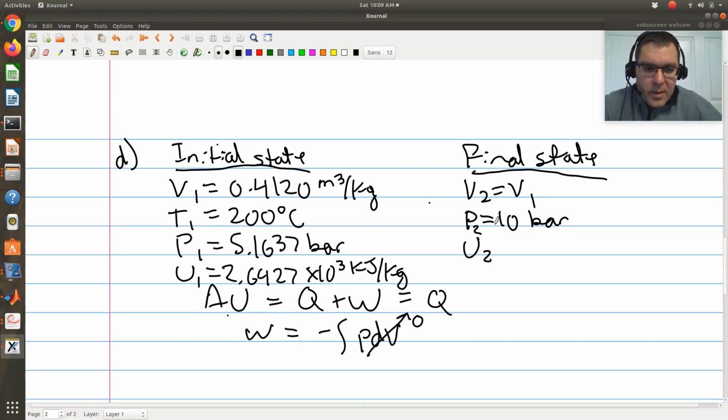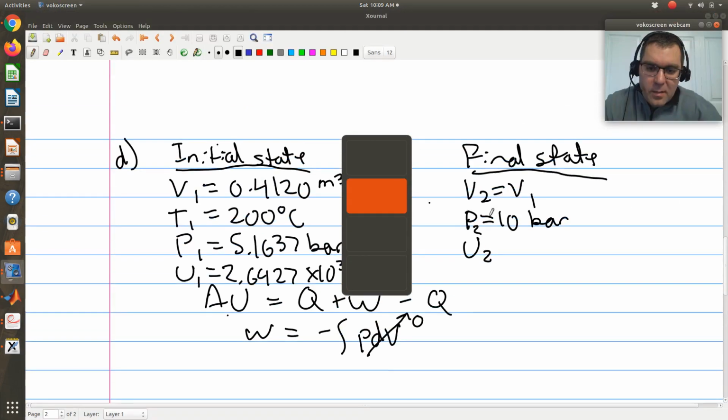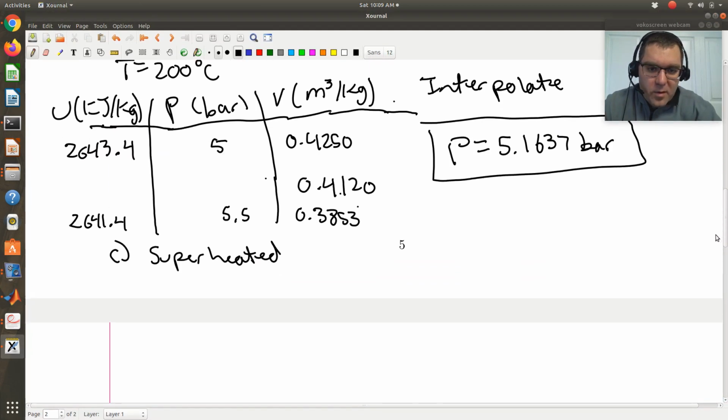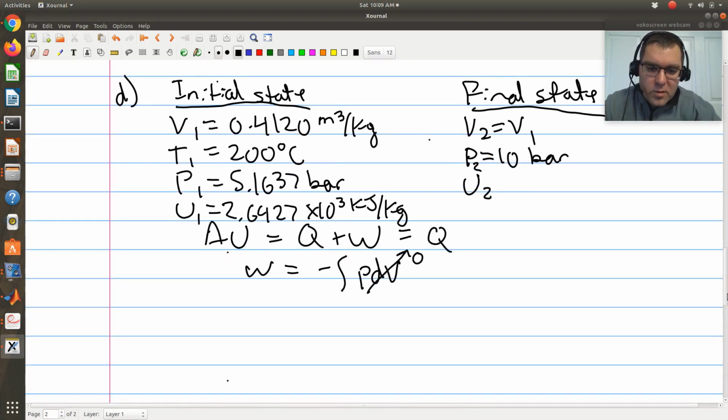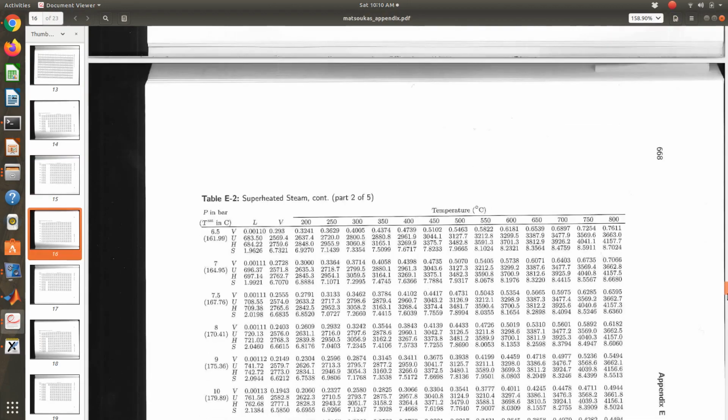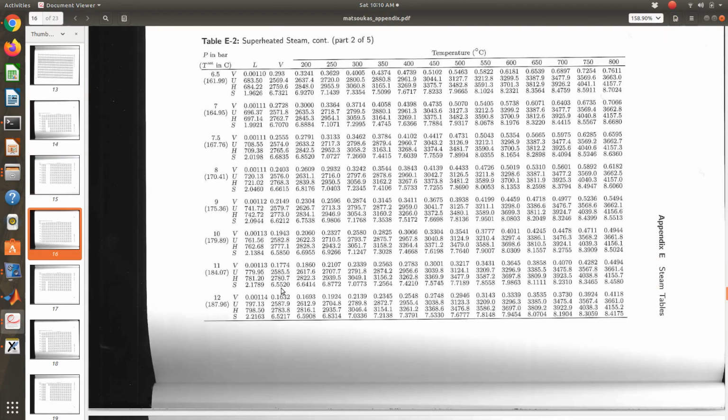Okay, now we need to get U2. So how am I going to get U2? Well, I'm going to go back to my superheated steam tables. Let's take this one piece at a time. Get my volume. My volume is 0.4120. At 10 bar, here's the specific volume of my saturated liquid and saturated vapor at equilibrium. Our specific volume is greater than that of the vapor, so I'm going to be over in the superheated vapor region.